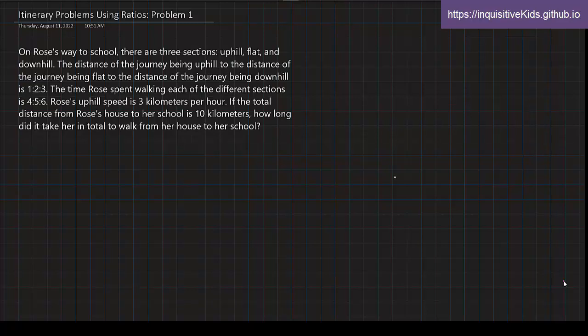In this topic, we're going to be looking at itinerary problems that include distance, rate, and time, using ratios. Okay, so here is problem 1.